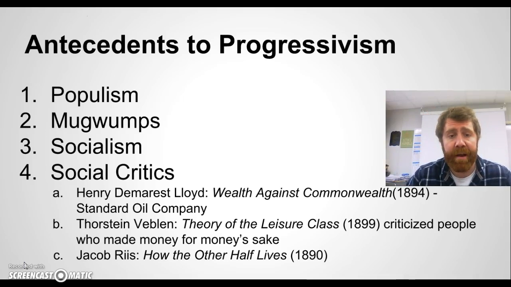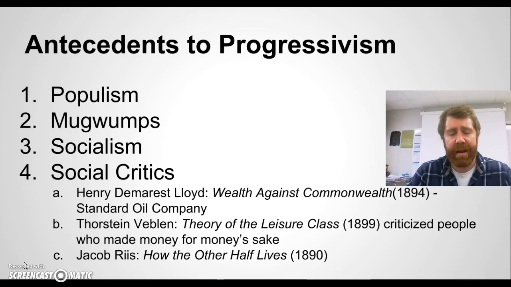Henry Demarest Lloyd, Wealth Against Commonwealth, a book that struck against the Standard Oil Company of John D. Rockefeller. Thorstein Veblen, The Theory of the Leisure Class, criticized people who made money for seemingly money's sake. And perhaps the most famous or notable, Jacob Riis in 1890 wrote this book called How the Other Half Lives, and in this he used the power of the image or the photograph to expose the living conditions that people were experiencing in these urban slums and in these dumbbell tenements.